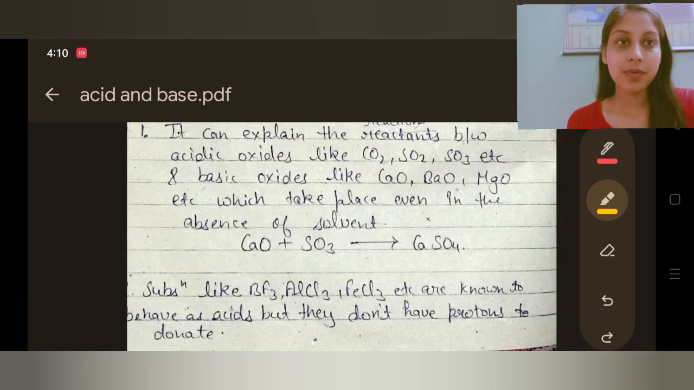So today we first discussed acids and bases, then the Arrhenius concept, then the Bronsted-Lowry concept. That is enough for today.